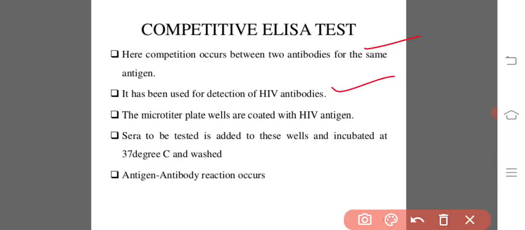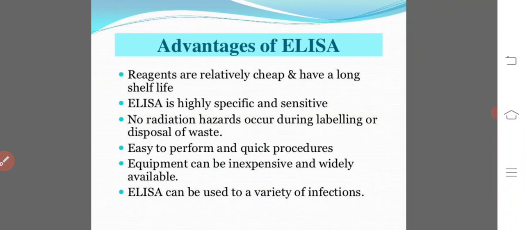The microtiter plate wells are coated with HIV antigen. Sera to be tested is added to these wells and incubated at 37 degrees Celsius and washed. Then the antigen-antibody reaction occurs. That will be detected by the enzyme-bound secondary antibody.